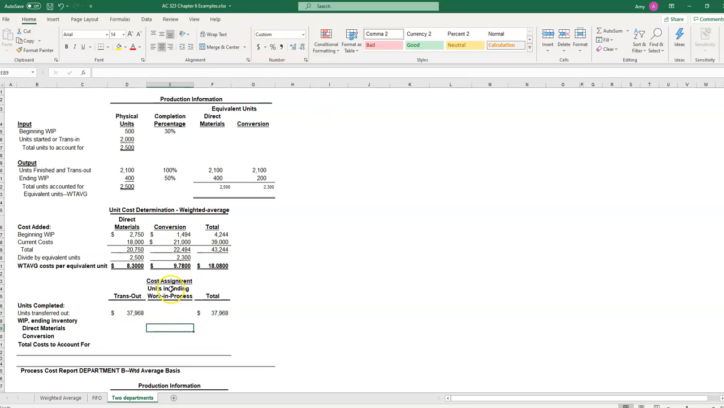Then for our ending work in process, we have a direct materials cost of $8.30. We have 400 ending work in process for direct materials. So we would take that 400 times the $8.30.